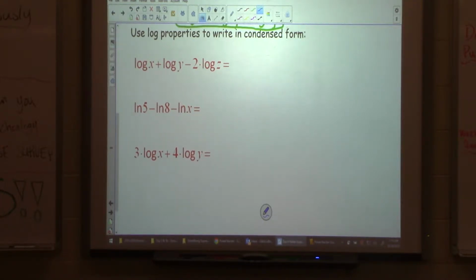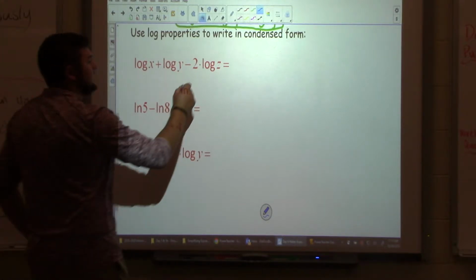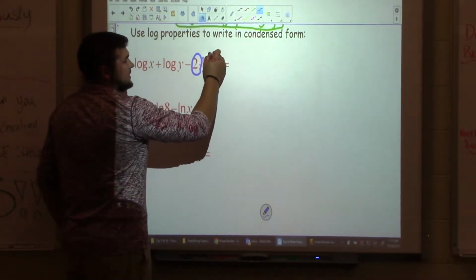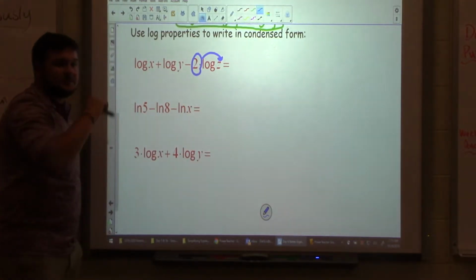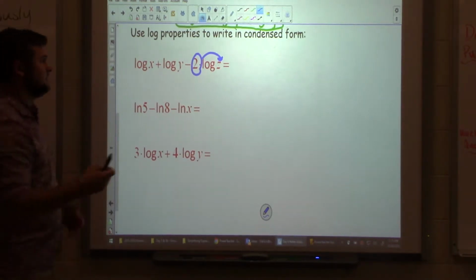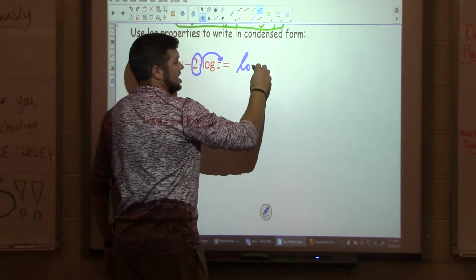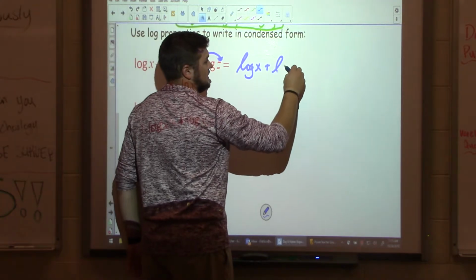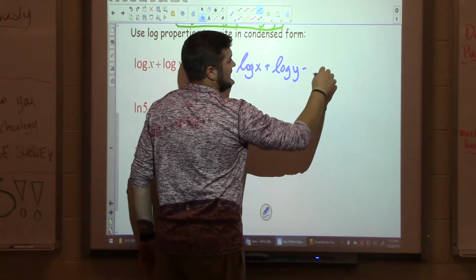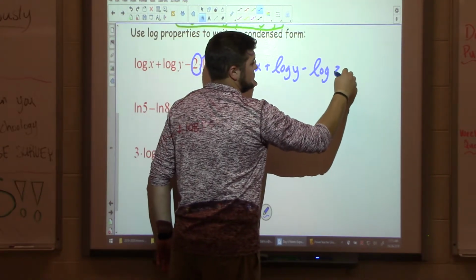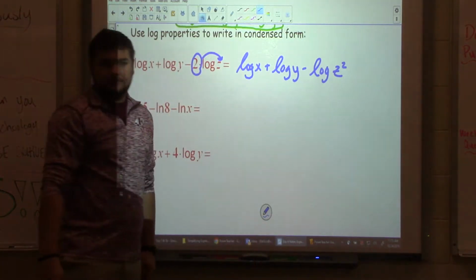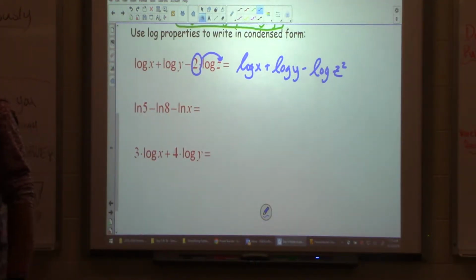Which one, Grace? 2. Right? I'm going to take this 2, and it's going to become an exponent for whatever I'm taking the log of. In this case, it's z. So it becomes log x plus log y minus log z squared. Now I'm going to keep going towards my goal. Guys, when we condense, our goal is to get it down to one single logarithm.